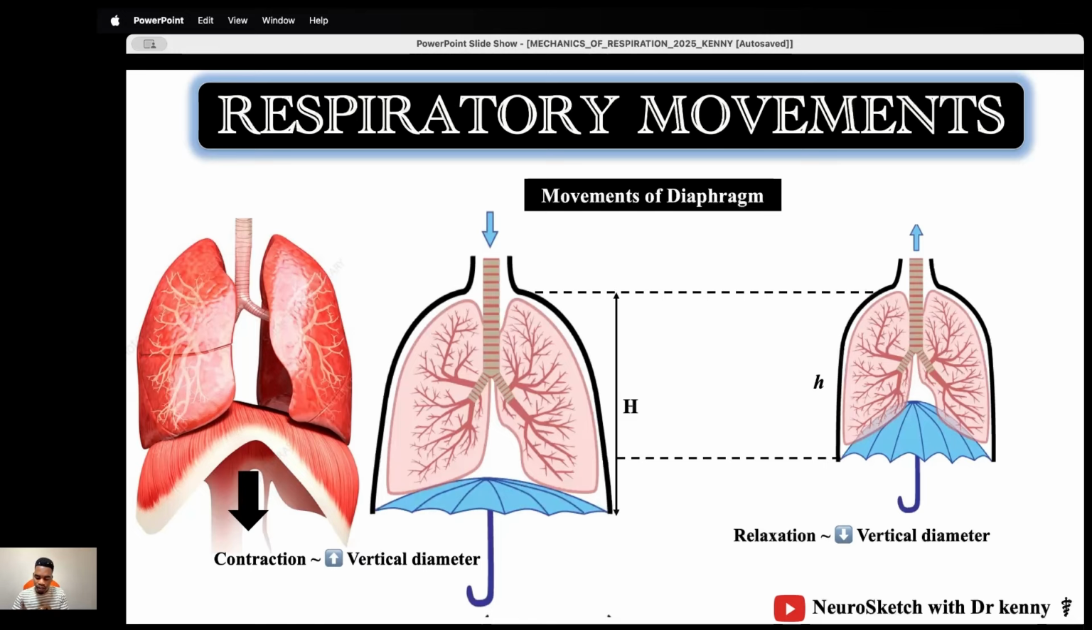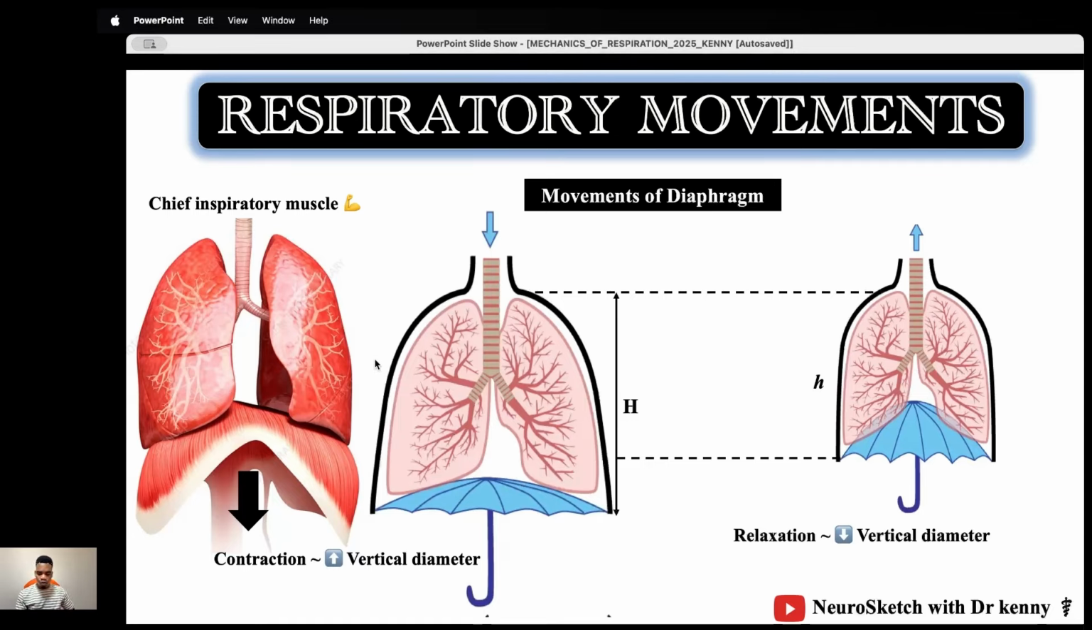So the take home here is that the diaphragm is the chief inspiratory muscle. Because its action, when it contracts, it pulls, it flattens and increases the intrathoracic vertical height or the vertical diameter of the thoracic cavity, resulting in inspiration.